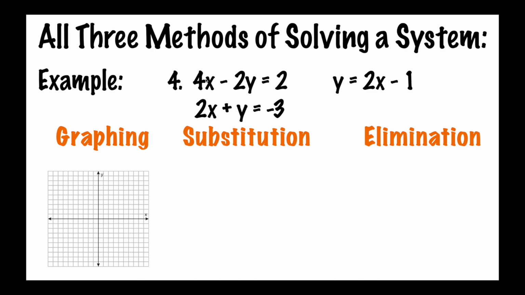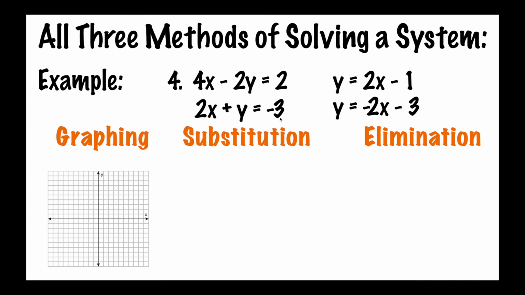So for the top one here, I'm going to get y is equal to 2x minus 1. And how I got that would be to subtract 4x on each side and then divide everything through by negative 2. The bottom one's a little easier. All we have to do here is subtract 2x, and that's going to give me y equals negative 2x minus 3.